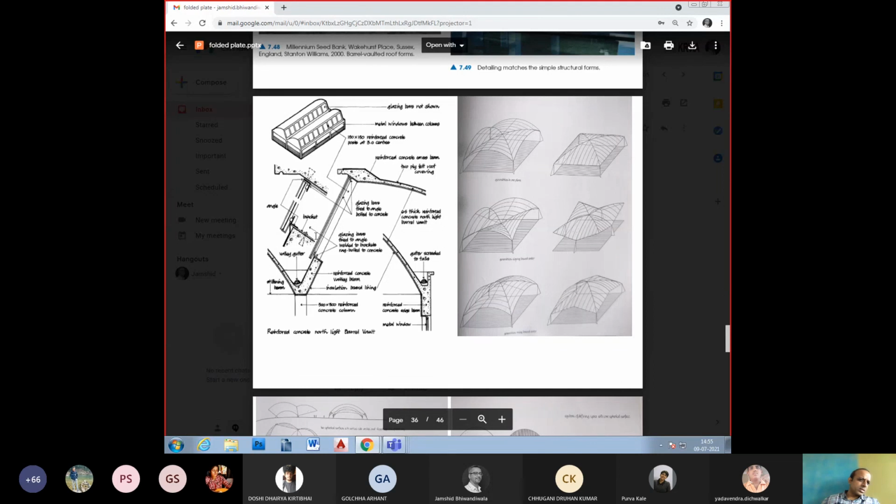Then there are supposed to be vertical, horizontal, and diagonal columns, or stub columns, not stub columns. Sorry, they are intermittent.